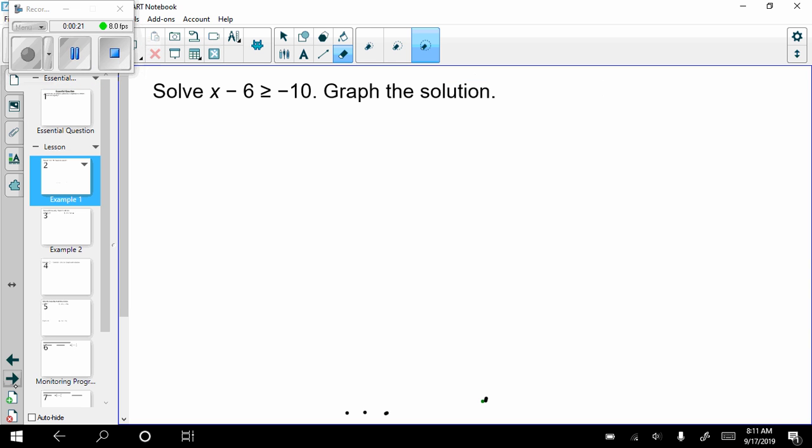So today we're dealing with using addition, subtraction, multiplication, or division to solve an inequality. This is not anything new. This is stuff that you have already done. So let's start with example 1.